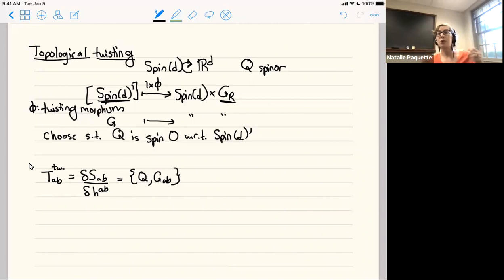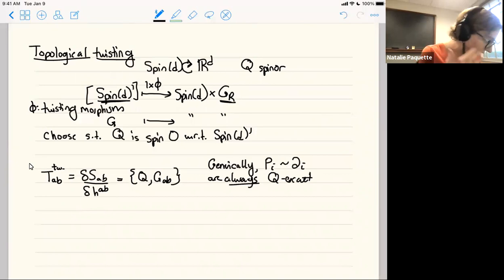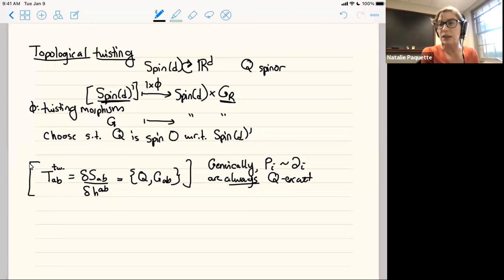Generically, for the most generic kind of twist, only the integrated translations are guaranteed to be Q exact. So the momentum generators corresponding to translations in my spatial directions are always Q exact after doing this topological twist. But in the vast majority of cases, the slightly stronger statement involving these local densities holds: all the components of the stress energy tensor are also Q exact. And that has some really nice properties.